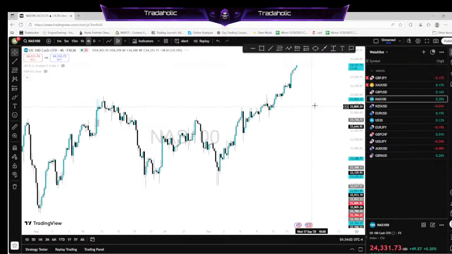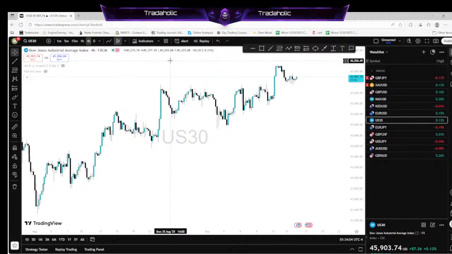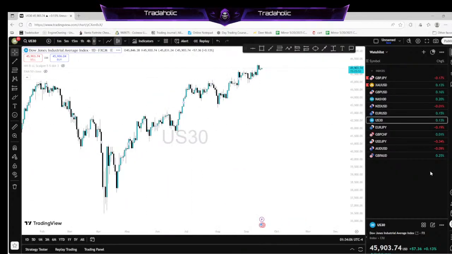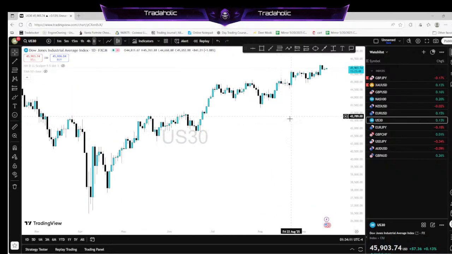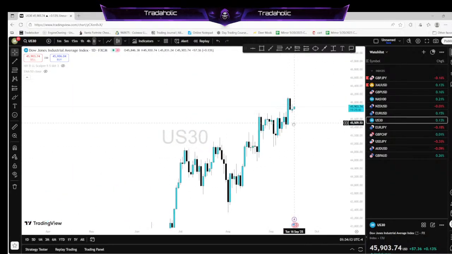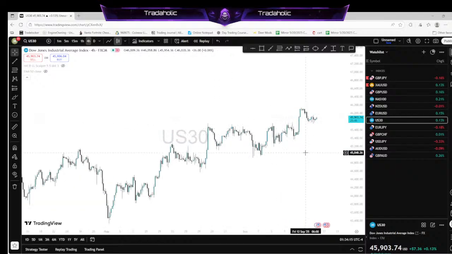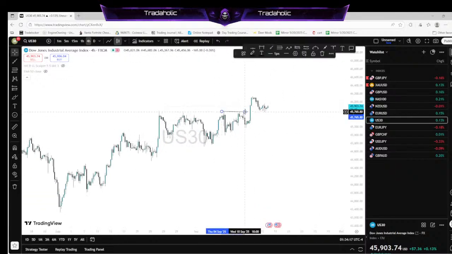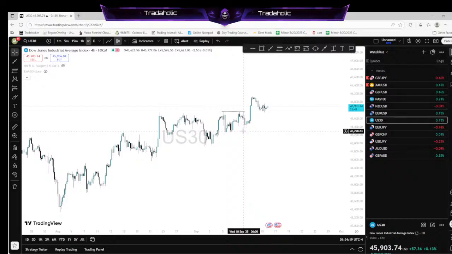Let's start off with US 30. Looking at US 30 on a daily time frame, overall aggressively bullish. Price is making clear new highs and new lows. Daily is bullish. Going on a 4-hour time frame, 4 hours bullish as well. We're making a new high above these highs over here. Just broke out of the overall range, which is really good. Creating clear higher highs and higher lows.